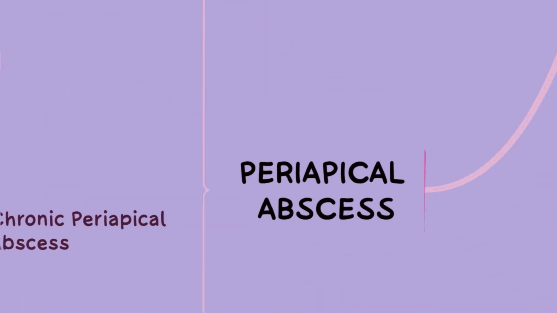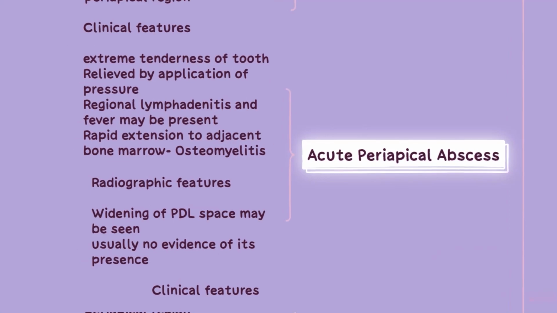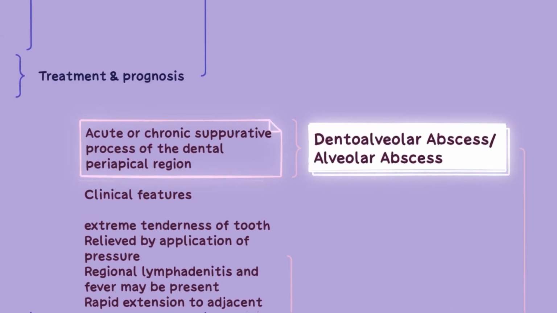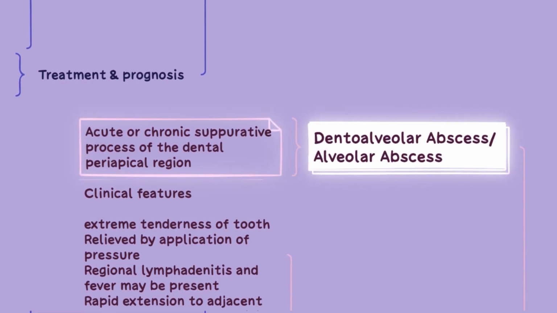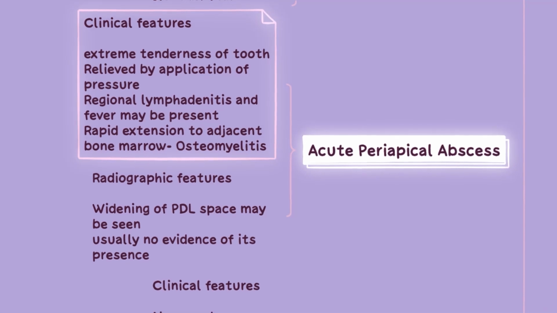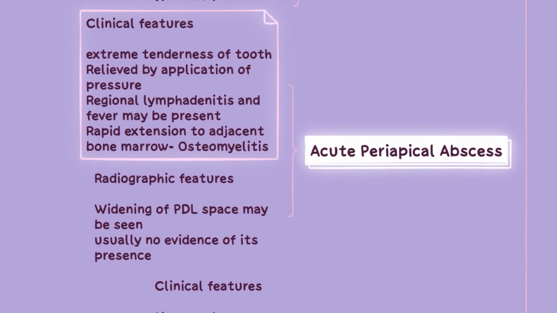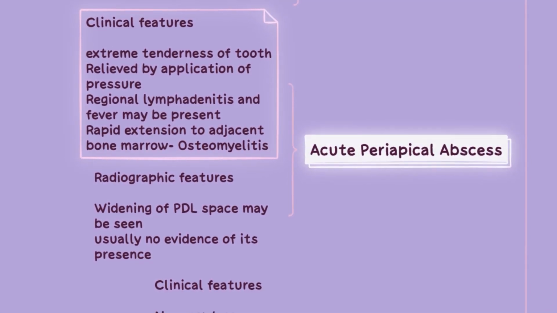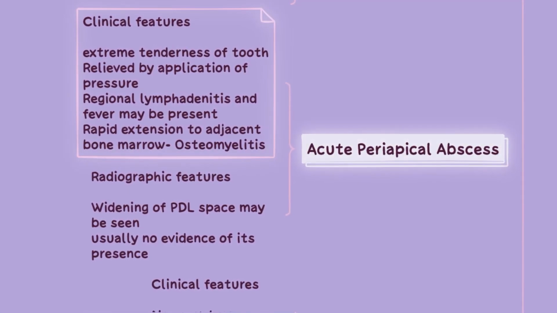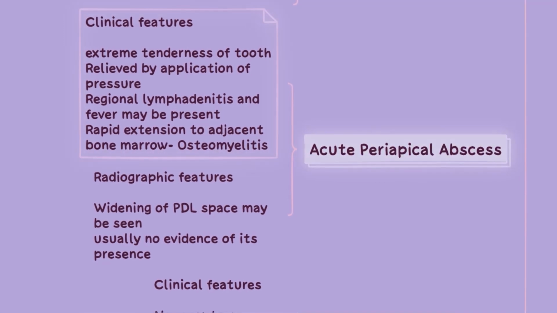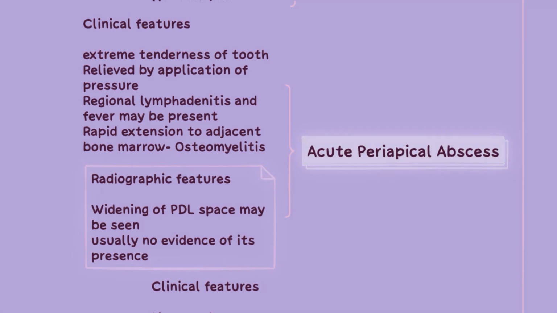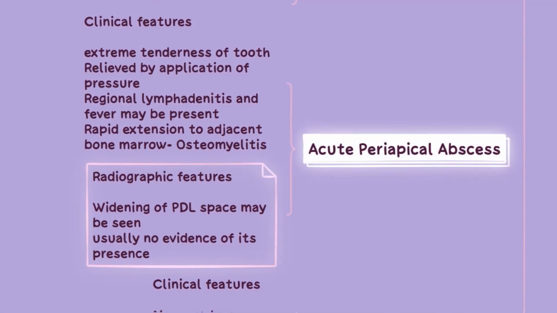The last category, periapical abscess, includes acute periapical abscess and chronic periapical abscess. It is a suppurative process that occurs in the dental periapical region. Taking a look at them quickly. Acute periapical abscess involves severe tenderness of the affected tooth. Pain is relieved by applying pressure. Regional lymphadenitis and fever may be present. Rapid extension of the infection to adjacent bone marrow can lead to osteomyelitis. Widening of the periodontal ligament space may be seen radiographically. The abscess may not always be clearly evident on radiographs.